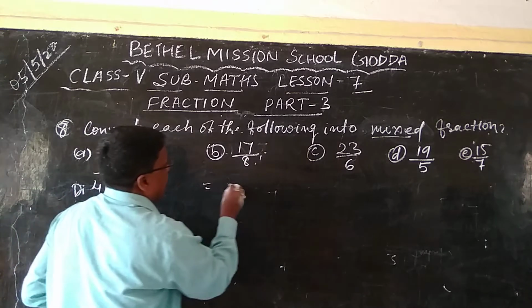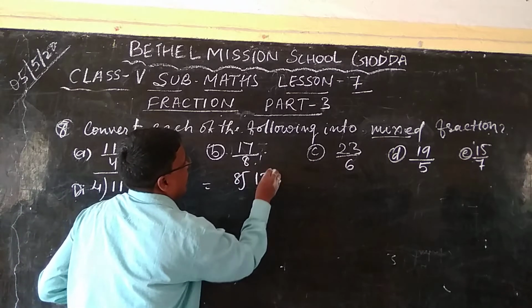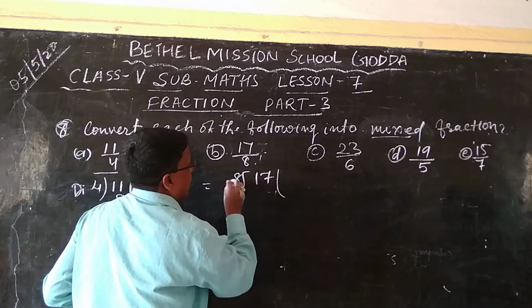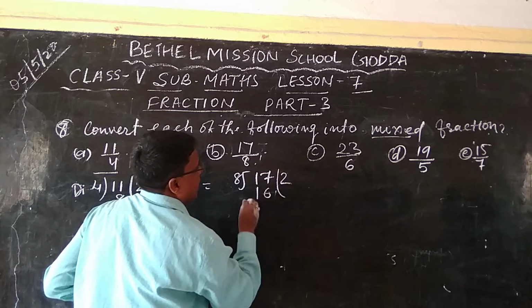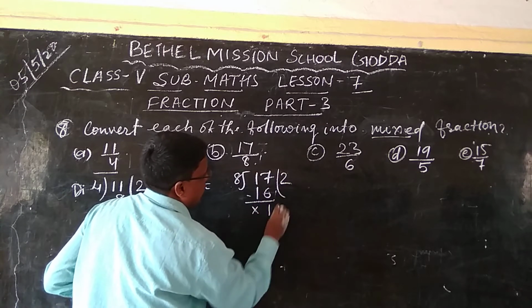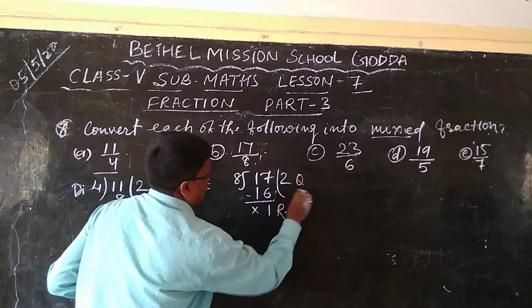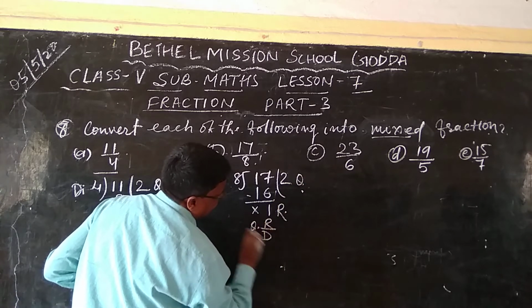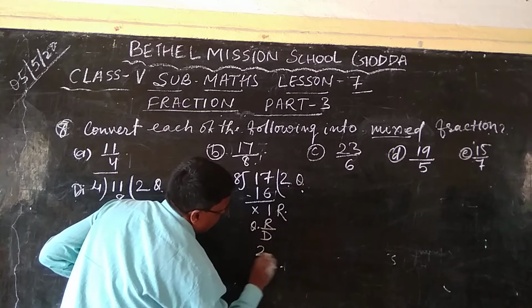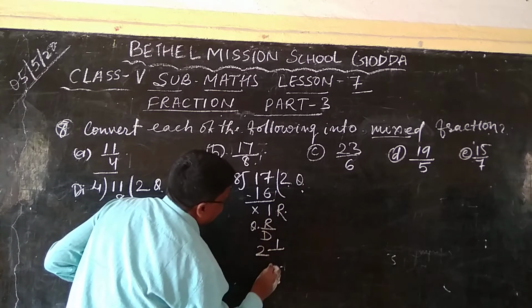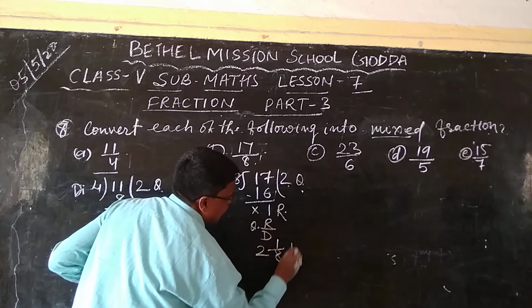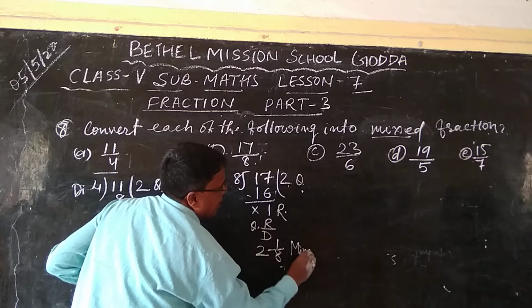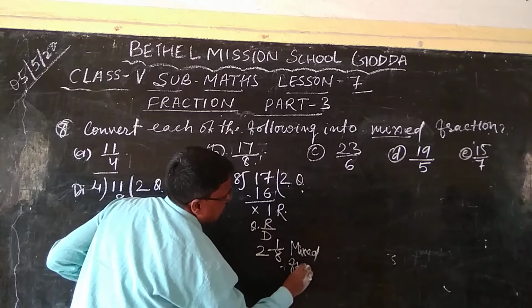Same here, do 17 divided by 8. 8 2s are 16. 1 is the remainder. This is Q. Here write Q whole R by D. Q is 2 and R is 1. D is 8. What is this? Mixed fraction.